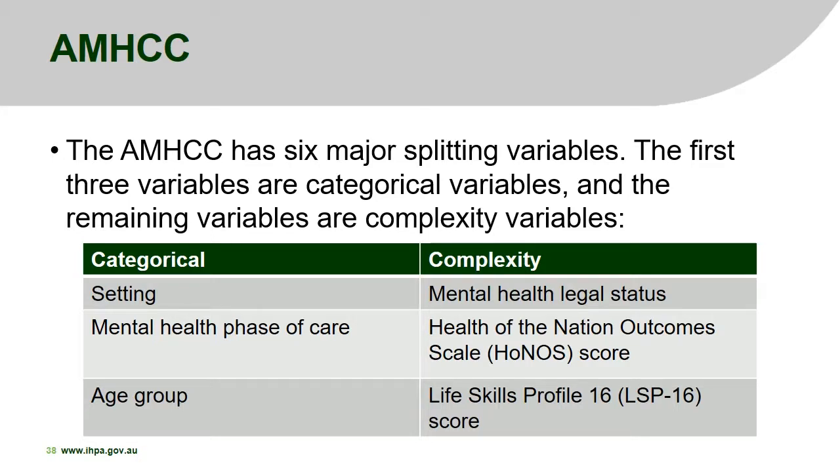Mental health legal status is only used within the admitted setting for consumers with a mental health phase of care of acute between the ages of 18 and 64. The Life Skills Profile 16 score is only used within the community setting for consumers with a moderate HONOS complexity.